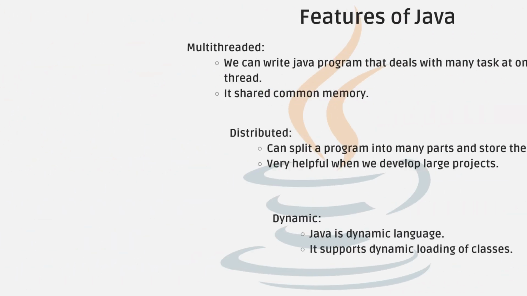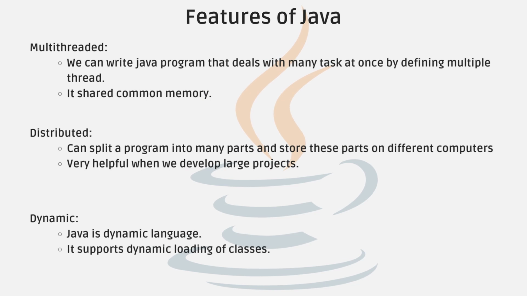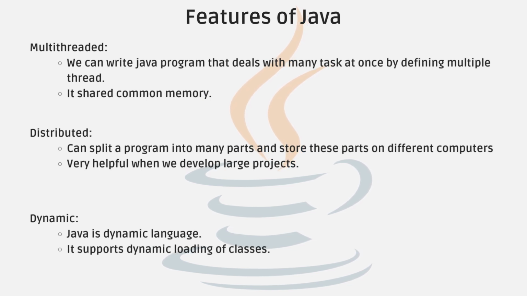Next up, Java has the multi-threaded feature. So we can create multiple threads, that is we can write a Java program that deals with many tasks at once by defining multiple threads. An advantage of multi-threading is that it does not occupy separate memory for each thread. It shares a common memory. So this makes Java perfect for handling complex tasks and large projects.